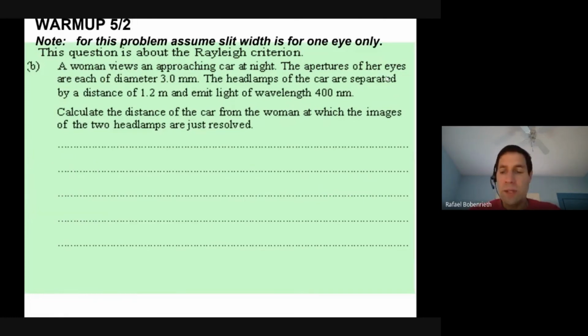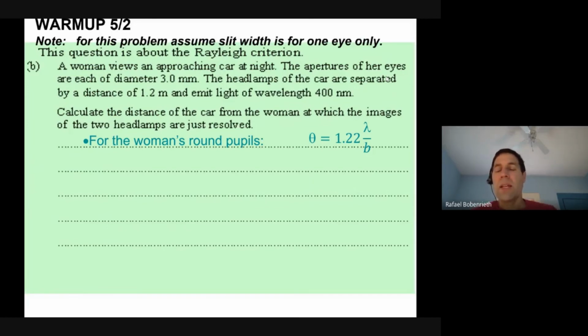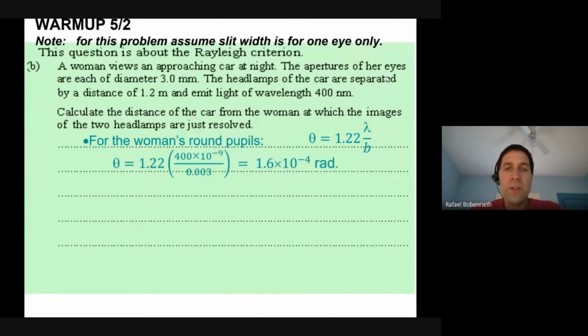And so if you recall last week, we talked about this. Because it's a round pupil, we're going to use the round aperture Rayleigh criterion, which is the angular separation equals 1.22 times the wavelength divided by b. b would be the size of the aperture opening. And so what we can do first in this problem is use that equation to figure out the minimum angular separation required by the eyeball in order to distinguish those two headlamps as being separate. And you can see there you get 1.6 times 10⁻⁴ radians.